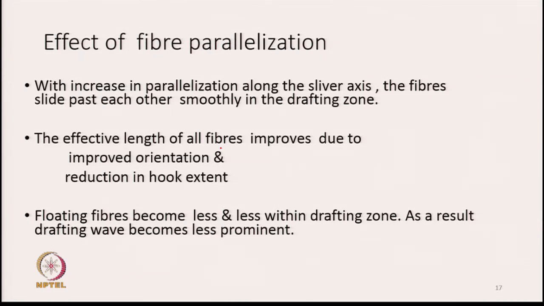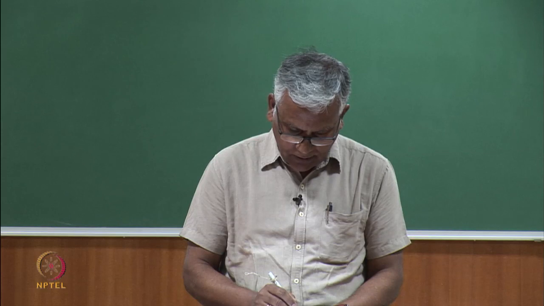So, if we can parallelize the fibers, if we can remove the hooks, then the proportion of short fibers within the drafting zone will be less, because of better orientation and reduction in hooks. Therefore, with such sliver we expect less irregularity. Hence, parallelization and orientation of fibers within the sliver is going to help in making the drafted product more regular.